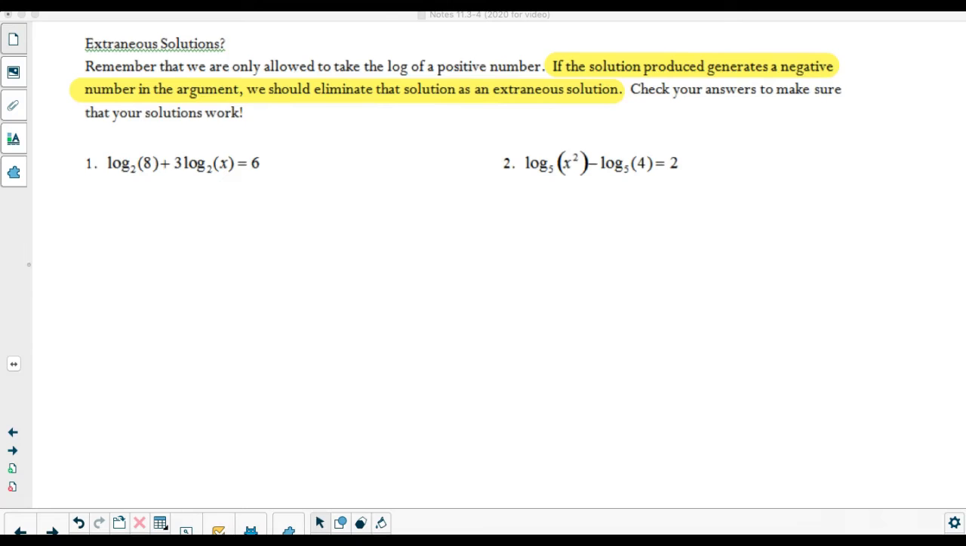A final page. When we're solving logs, there are those pesky things called extraneous solutions. What an extraneous solution is: after I solve it and I find out what x equals, I need to plug that value for x back into my original equation anywhere I have an x. And if the solution produces a negative number in the argument, or a negative number in the base, we need to eliminate that solution as an extraneous solution because it's not a true solution.